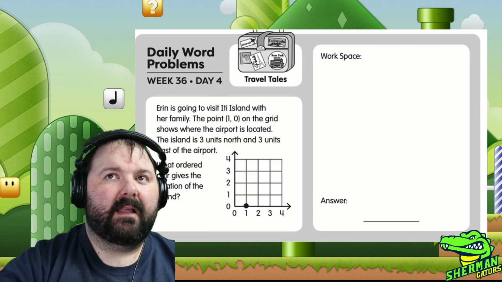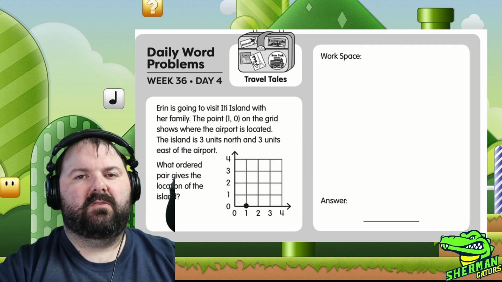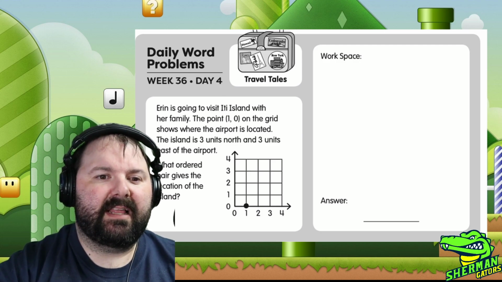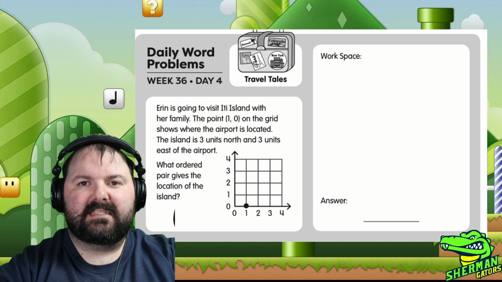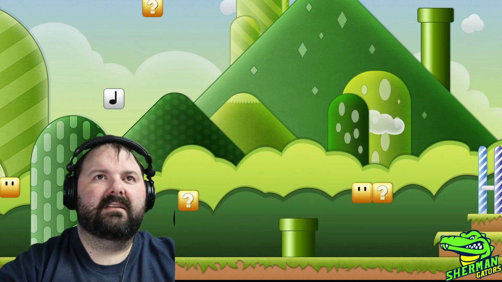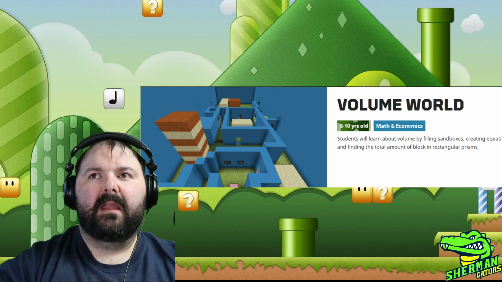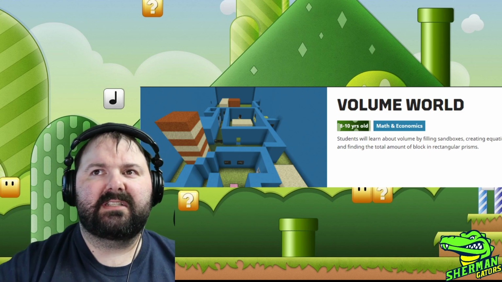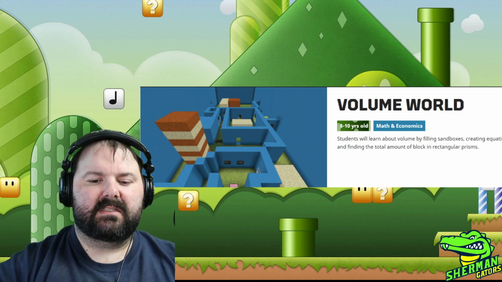Now, for the math today, I'm sure you're wondering what we're doing, and we are going to do something really fun. But in order to unlock what we are doing today, you do need to have your daily math and your daily word problem completely finished and let your teacher know, and then they will unlock the next part. Now, the next part is kind of fun. It is Minecraft. And we are doing what is called Volume World, where students will learn about volume by filling sandboxes, creating equations, and finding the total amount of blocks in rectangular prisms.